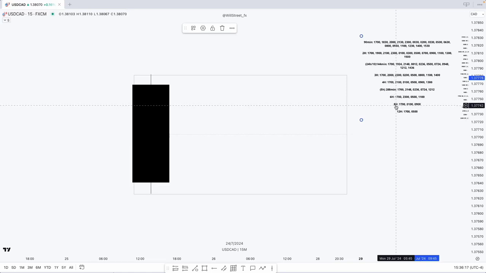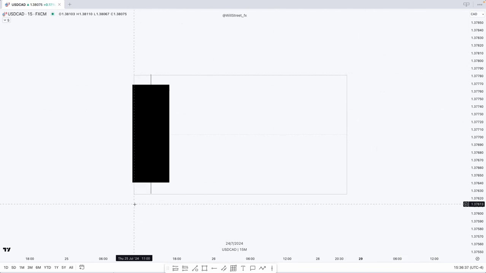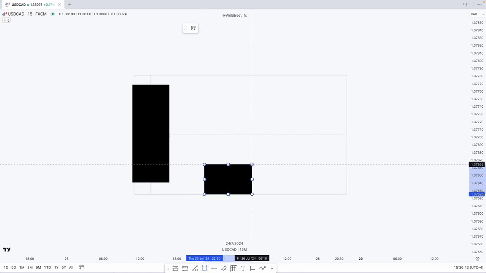So for instance, going to 8 hours, this will be full London and London lunch, and 8 a.m., which will be the London open. This will be the full Asian and London. So having this, we already know when the expansion of the candle will be. So let's go to the first setup. Really simple.